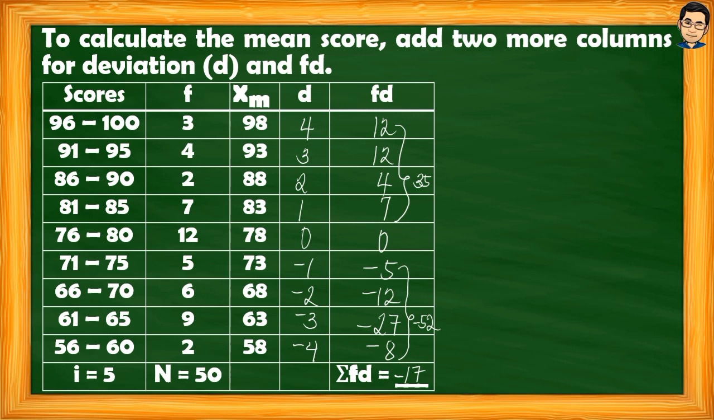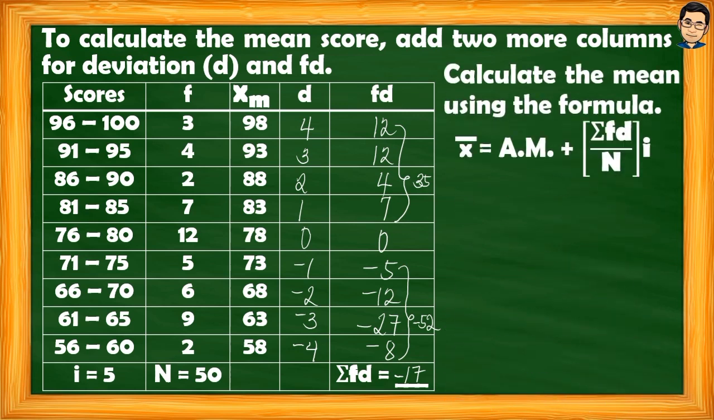So, ayan, pwede na nating i-apply yung formula. Okay, so sa assumed mean po, ang kinukuha natin dito is yung class mark. Okay, so yung class mark po ng 76 to 80 is 78. So, yun po yung ating kukunin. So, 78 plus, okay, so yung summation ng product ng frequency and deviation is negative 17. And then, yung n natin is 50 times yung interval natin is 5.